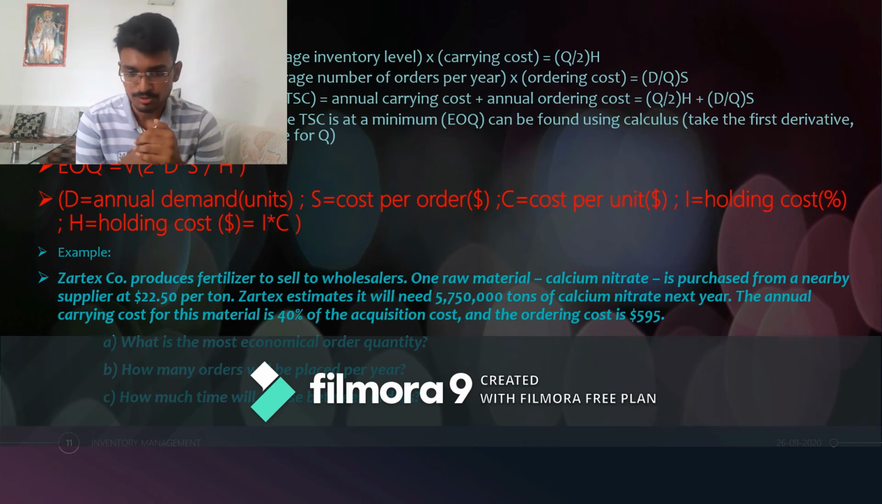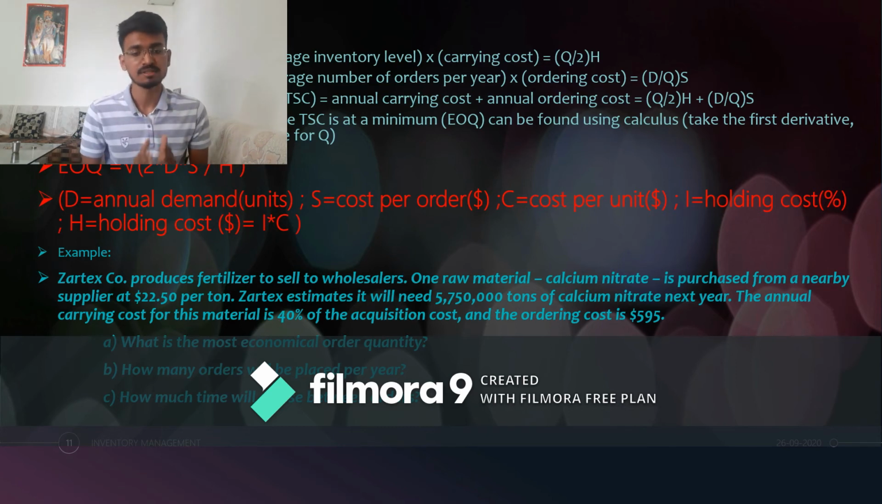So what are our questions? The first question is, what is the most economical order quantity? The second question is, how many orders will be placed per year? And the third question is, how much time will elapse between orders? Okay, so we will see each question one by one. So these are the answers.